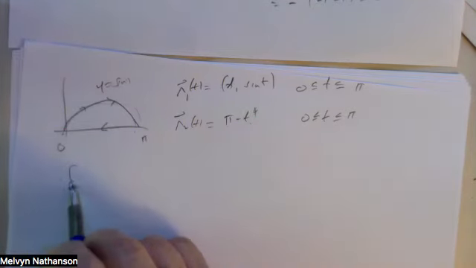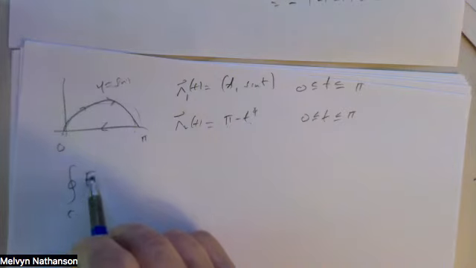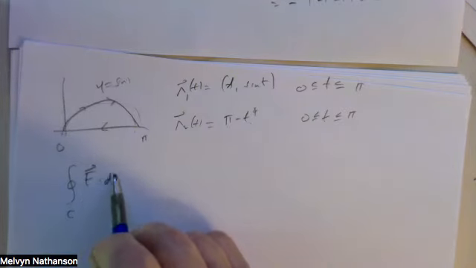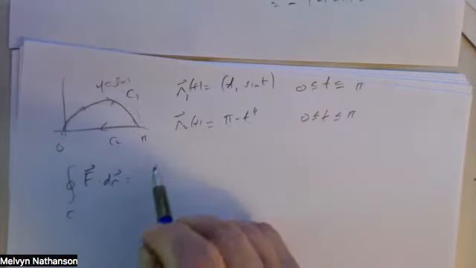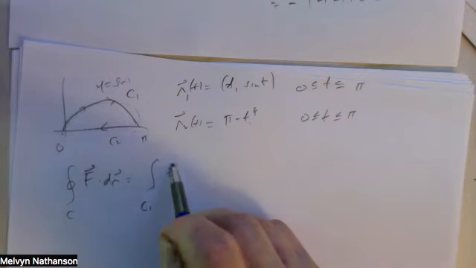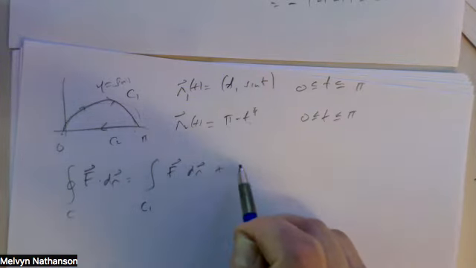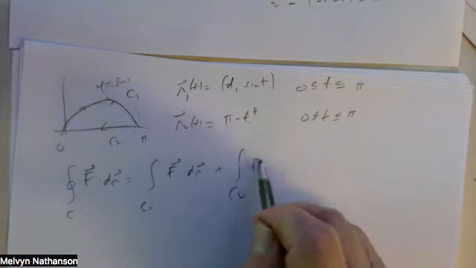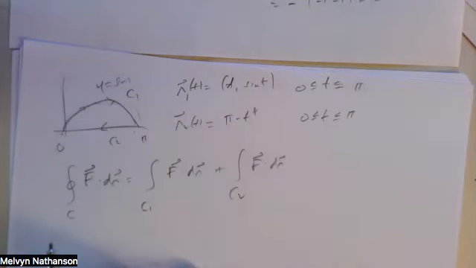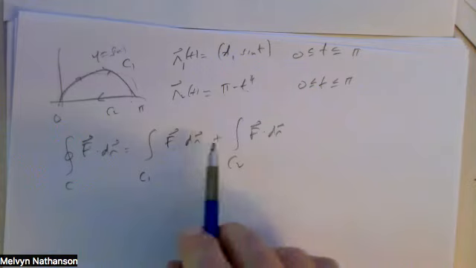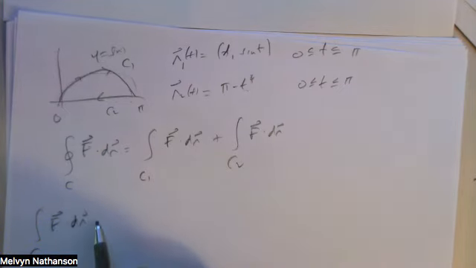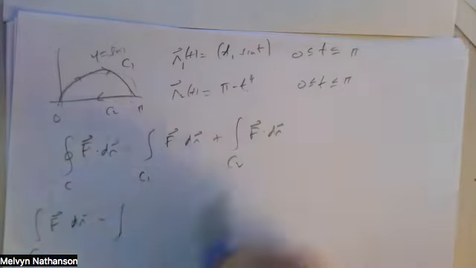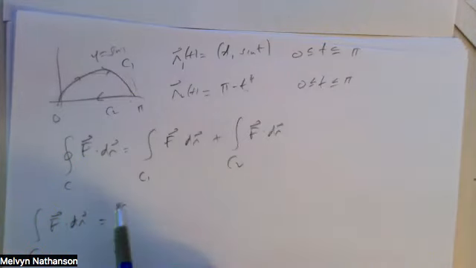So the integral around this closed curve of f dot dr, call this C1 and this C2. This is the integral around C1 of f dot dr plus the integral around C2 of f dot dr. I have to calculate these two separately. So the integral around C1 of f dot dr is the integral as t goes from 0 to pi.